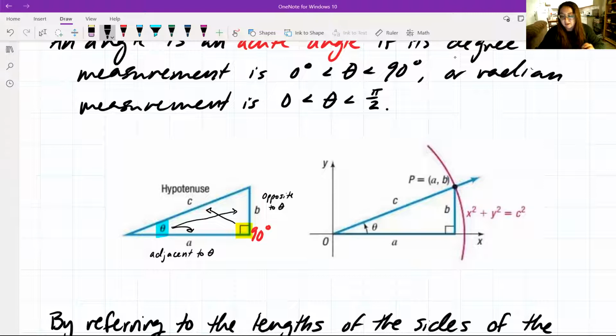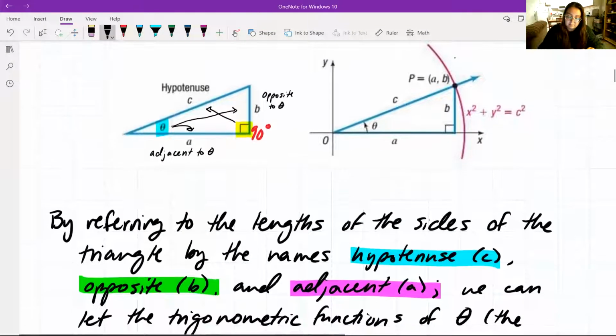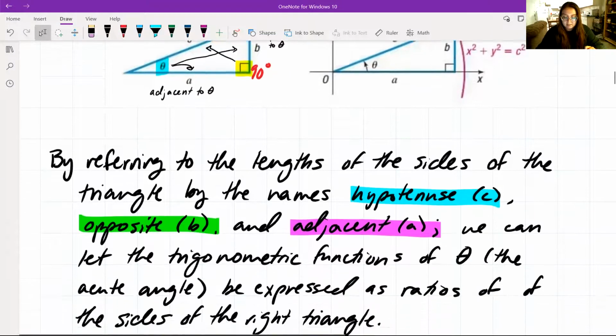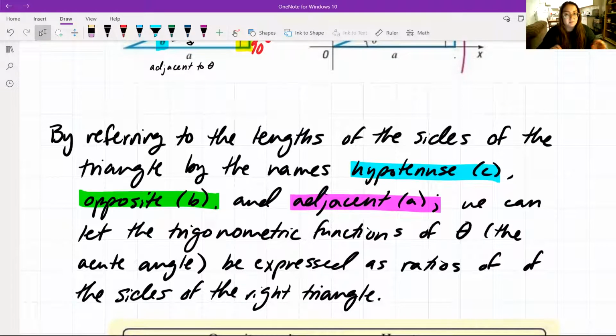Then over on our right side we have a very similar image there. This is now just to say that we can use the Pythagorean theorem, and if we place this on the xy plane, that upper point would end up being the point (a, b). So the length of A and then the height essentially of B. So by referring to the lengths of the sides of the triangle by names, the hypotenuse, opposite, and adjacent, we can let the trigonometric functions of theta, the acute angle, once again, not the right angle, be expressed as ratios of the sides of the right triangle.